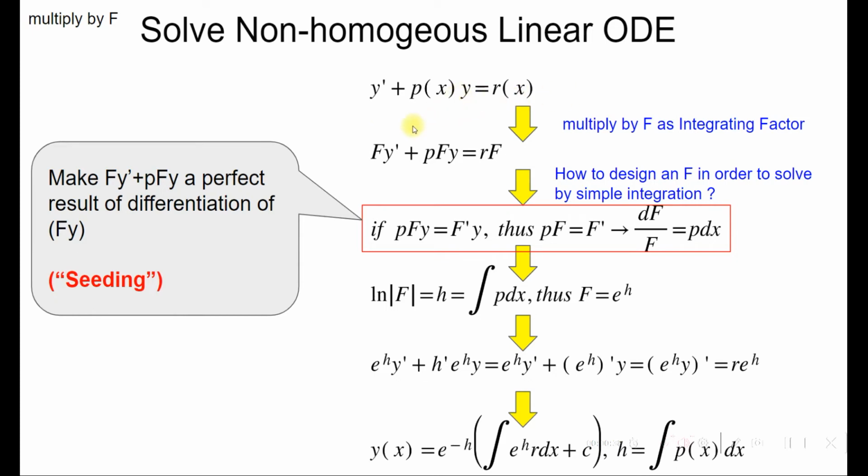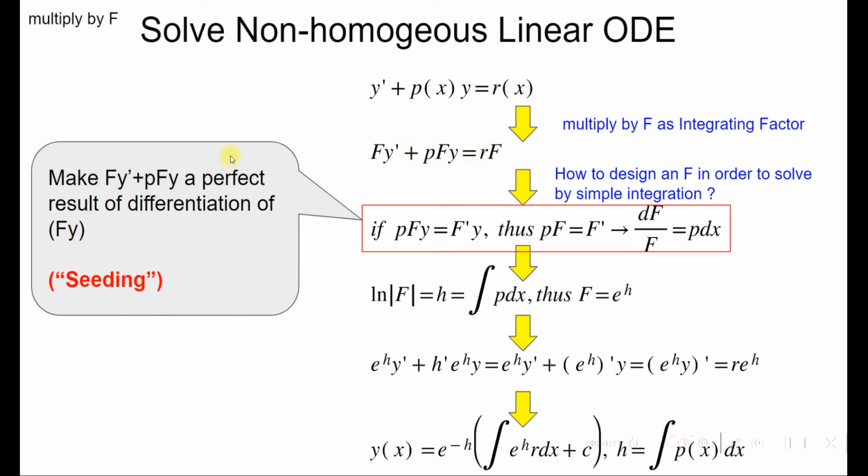So you need to find f as integrating factor and multiply the ODE by f. So the purpose is to solve the ODE by simple integration. In order to do that, you have to make the left side of this expression, which is the f y prime plus p f y, a perfect result of differentiation of f y. In such doing, you can solve the ODE by integrating both sides of the expression.